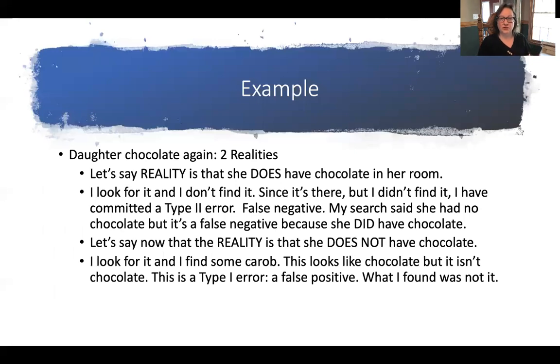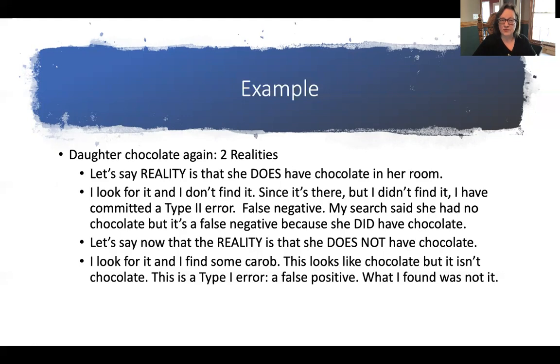So here with this example, the reality is that she does have chocolate in her room. I look for it and I don't find it. Sad me, right? But since it is there and I didn't find it, I have a type 2 error. So this is a false negative. It says it's negative, but the negative result is false. So false negative. That is a type 2 error. And so there is chocolate there, but I didn't find it. Type 2 error, false negative.